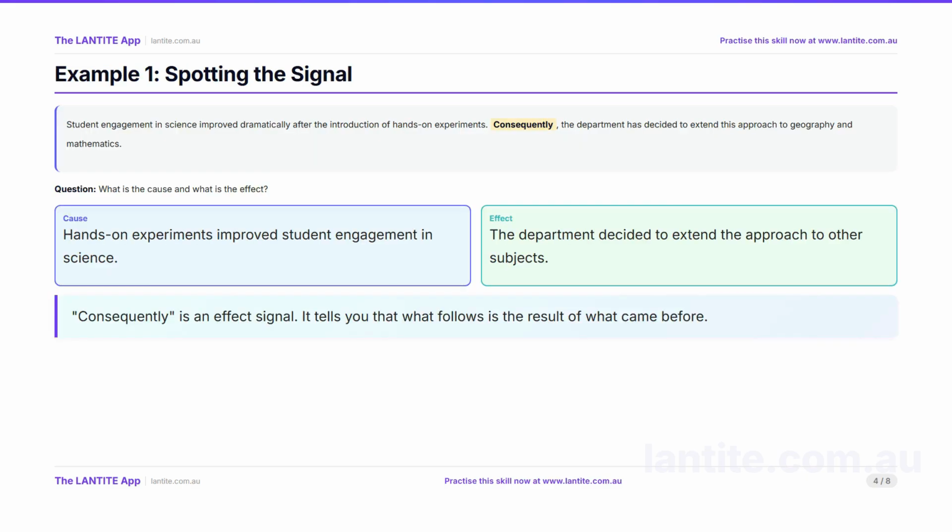Let us work through an example. The passage says student engagement improved after introducing hands-on experiments. Consequently, the department decided to extend the approach. The signal word is consequently, which is an effect signal. It tells us that what comes after it is the result. So the cause is the improvement in engagement. The effect is the decision to extend the approach. Notice how the signal word sits right at the boundary between the cause and the effect. That is where you will almost always find them.